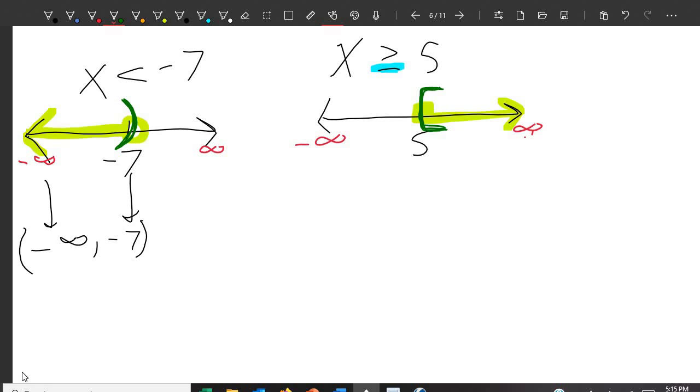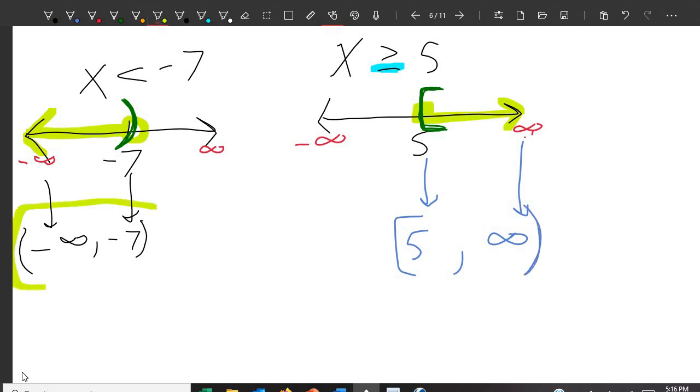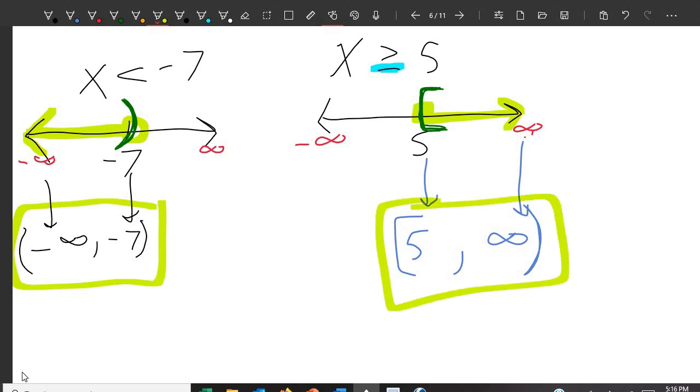Now, as far as putting it in interval notation, start where it shades, bring down that number, bring down the infinity symbol. Now, we put a bracket on the 5, and we put a parentheses on the infinity symbol. So this would be the interval notation for this one. This is the interval notation for greater than or equal to 5.